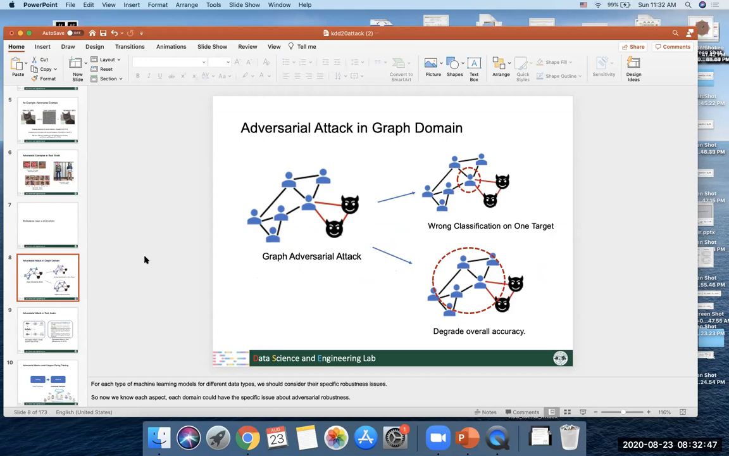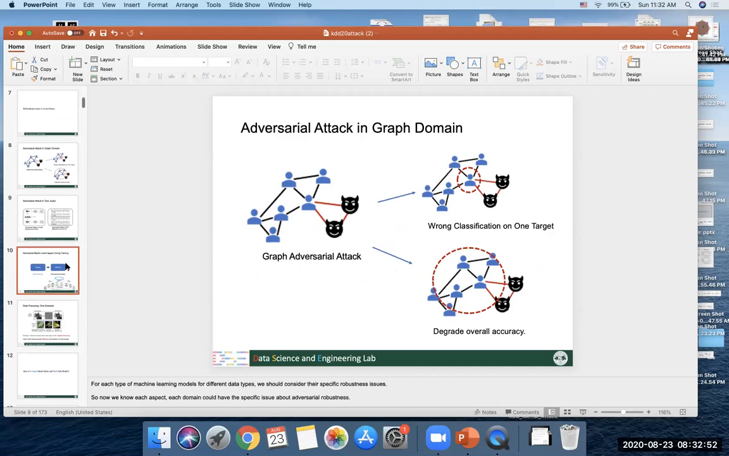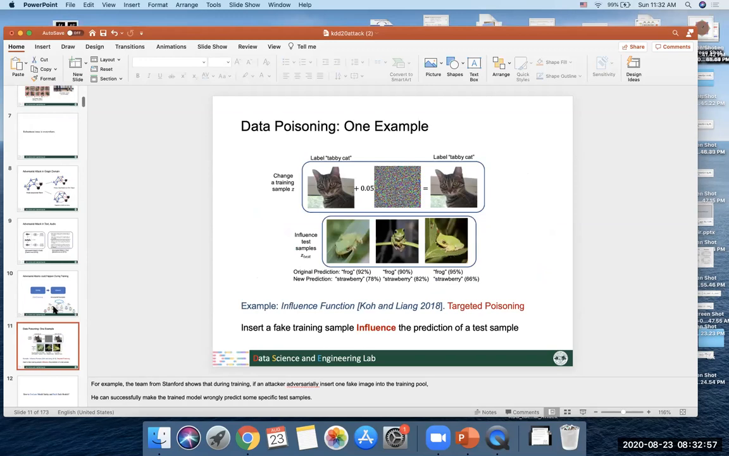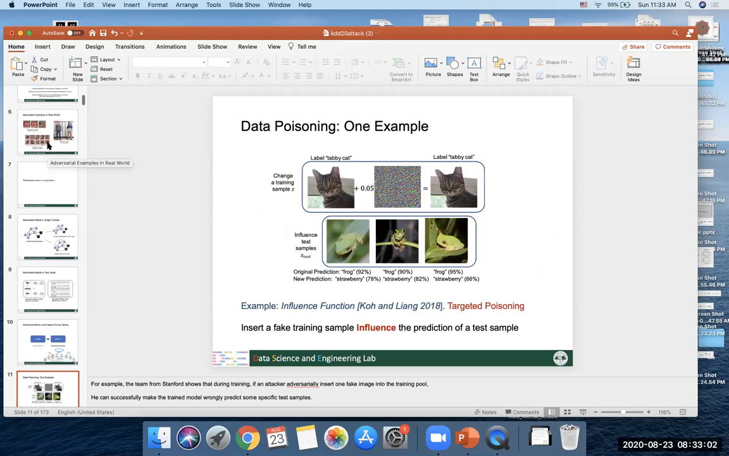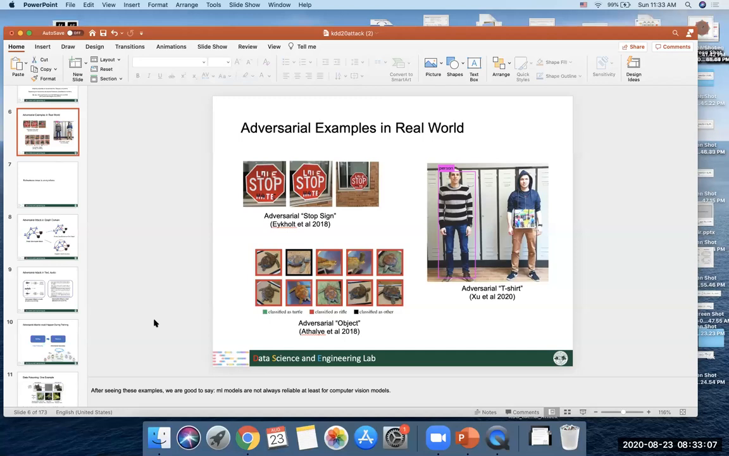Actually, in this topic, most of the general studies are concentrated on the image domain, because maybe the image models are simpler than the models for other data domains, and they use the image domain for more theoretical or more general studies.